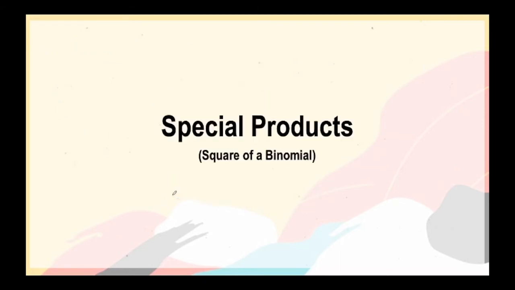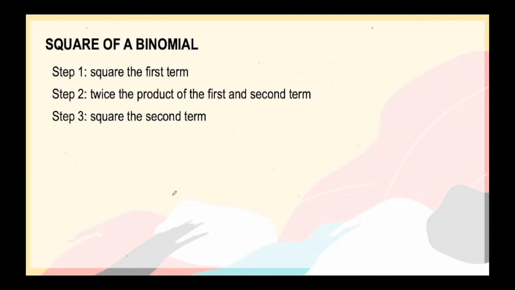Now let's proceed with special products. Let's start with the square of a binomial. There are 3 simple steps that you're going to follow in squaring a binomial. Let us apply the first step in this given expression. It says here that step 1 is to square the first term. The first term in the given is 3y. So when you say square the first term, it means 3y and then square. So we are supposed to square the entire first term.